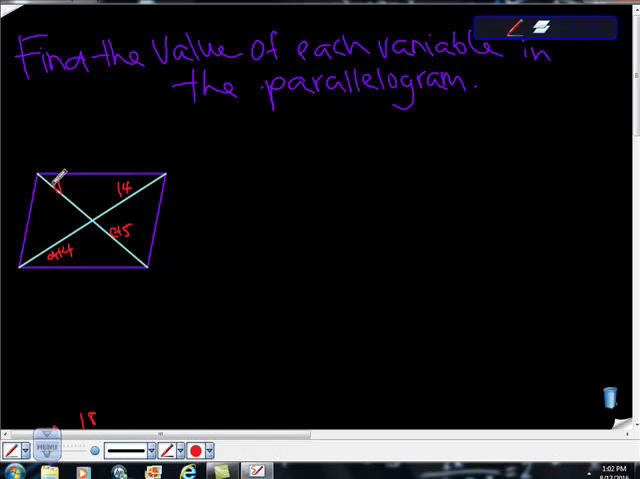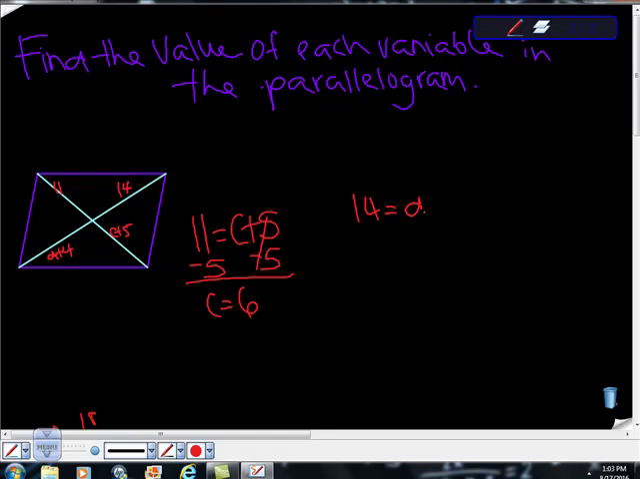So we can say here that we know that 11 has to be equal to C plus 5. To find C, we can just subtract 5. C is equal to 6, because 6 plus 5 gives you 11. And then 14 is equal to D plus 4. Subtract 4. D is equal to 10, because 10 plus 4 gives you 14. So that's pretty easy.